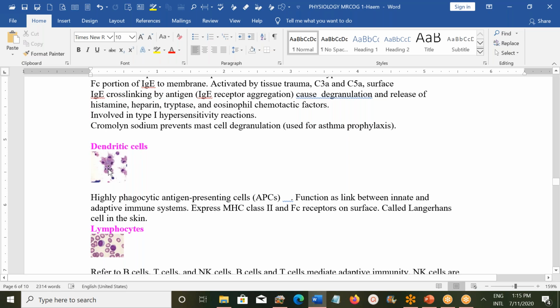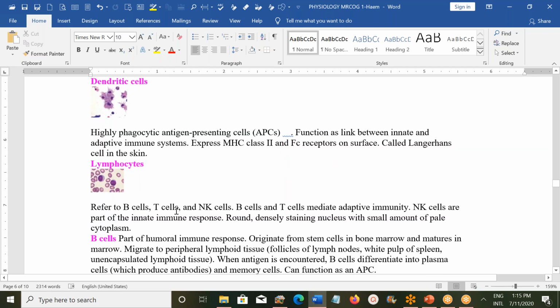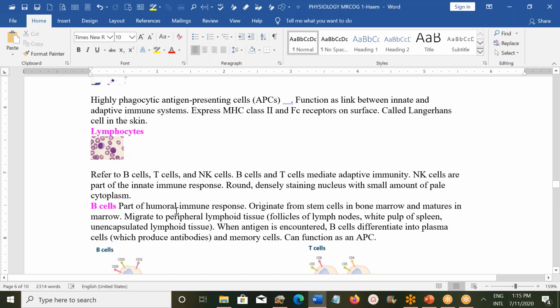Then in the blood, you can see dendritic cells. These are highly phagocytic antigen presenting cells, and they function as a link between the innate and the adaptive immune systems. Dendritic cells express major histocompatibility class 2 and the Fc receptors on the surface, and these are called Langerhans cells in the skin. So actually the Langerhans cells in the skin are dendritic cells. Lymphocytes, you have read about them a lot when we were doing the immunology.